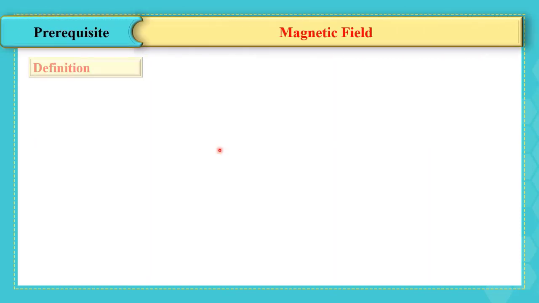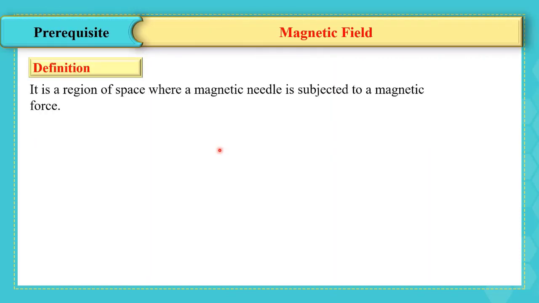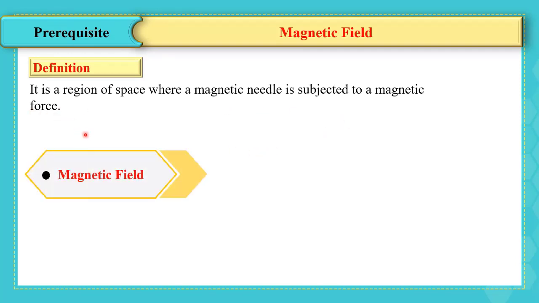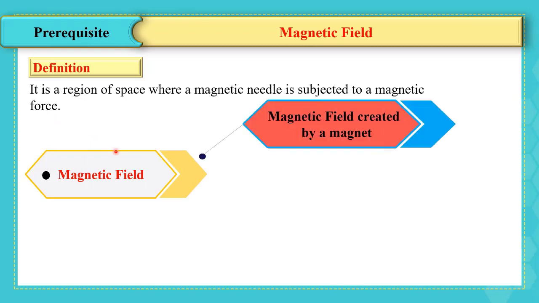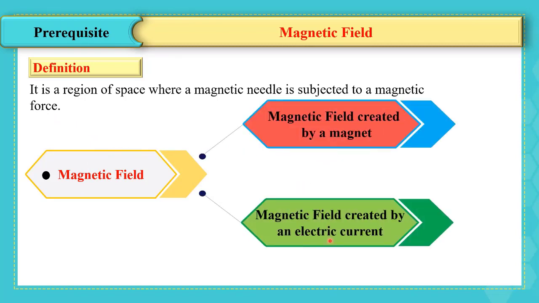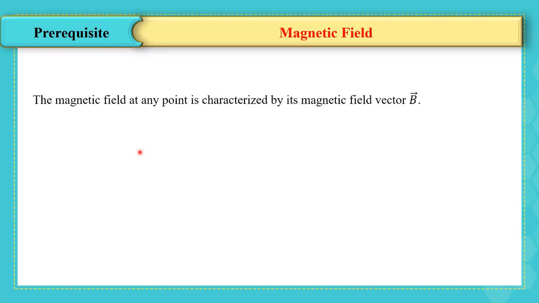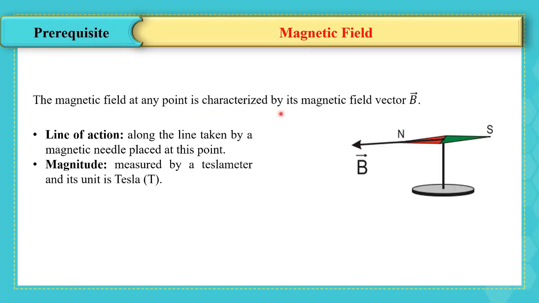First, let's talk about the magnetic field. It is a region of space where a magnetic needle is subjected to a magnetic force. The magnetic field can be created by a magnet or it can be created by an electric current. The magnetic field at any point is characterized by its magnetic field vector B.